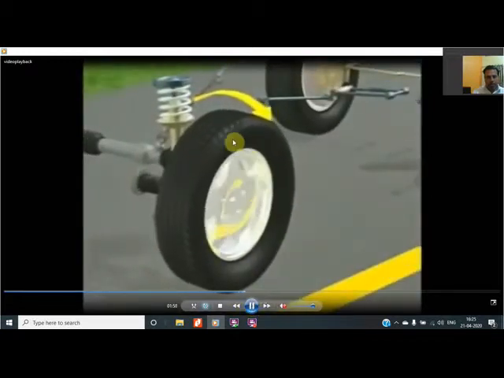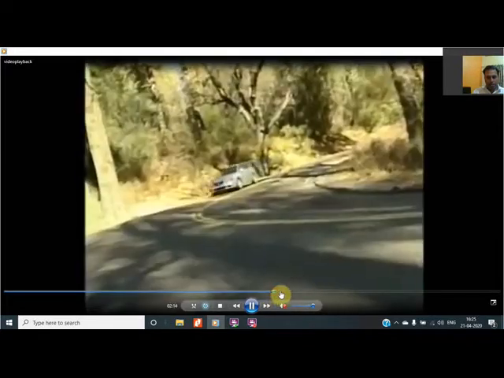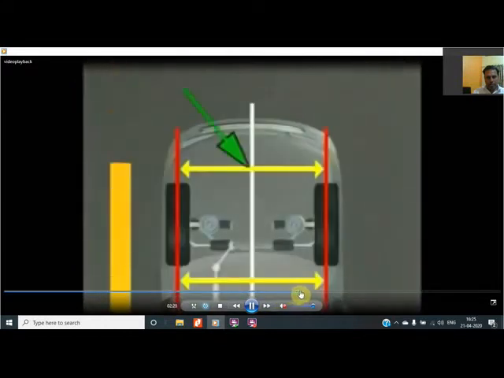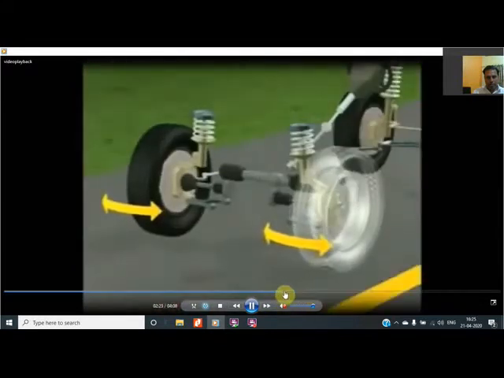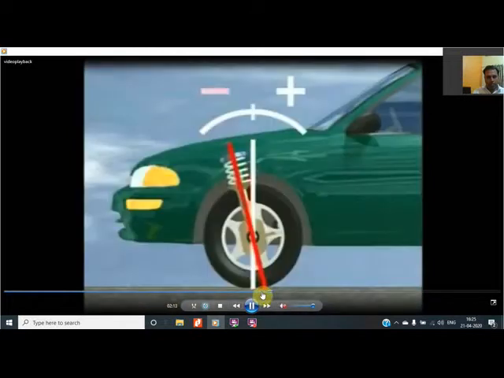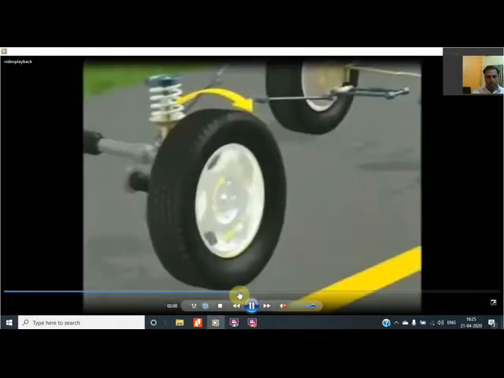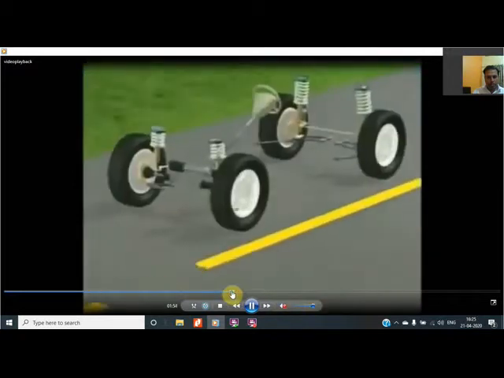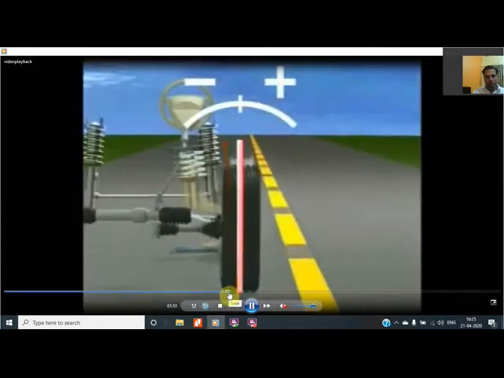Now it is being outside or inside. This is being shown over here, and from the video we can see what angle they have mentioned. This is the caster they have shown. This is the camber they have shown.